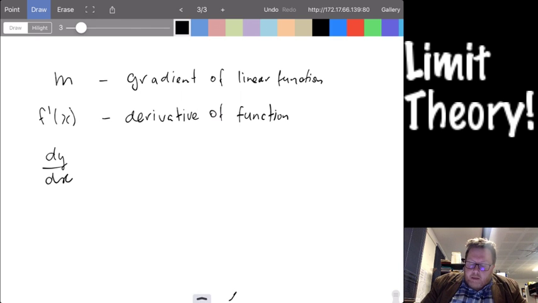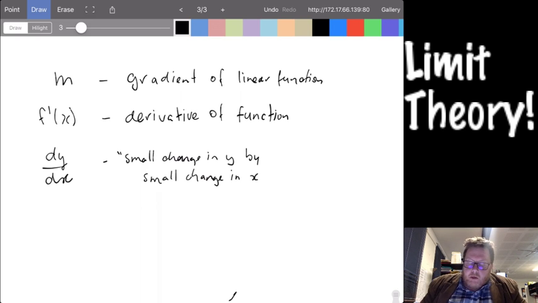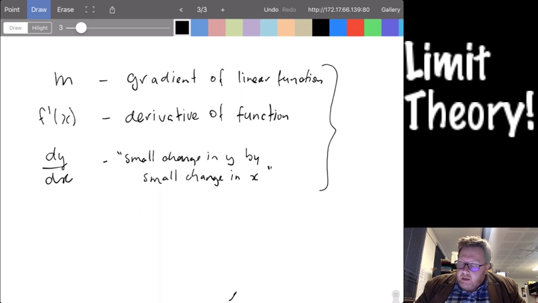Again, it's kind of like small change in y by small change in x. So it means the same thing. It's the derivative of a function, and you say dy by dx. All of these things effectively have something to do with gradient. With f dash of x and dy by dx, we're often left with a function as opposed to a number. So I'll put that in brackets because you don't normally call m a function, but it kind of is. It's a constant function, right? It's constantly 2 in the case of the previous example.